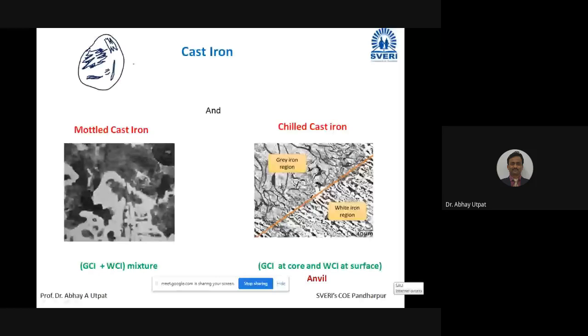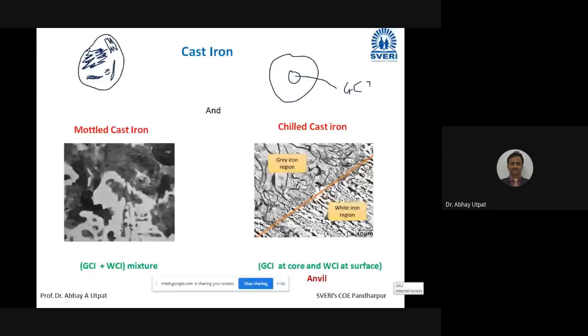Take the example of an anvil. You have seen an anvil in the smithy shop, where you put your rods and hammer them during basic forging operations. So you want a hard surface so that it will withstand the impacts of the hammer. But at the same time, when you hammer, it should withstand the shocks also. That's why the surface of the anvil is hard, made of white cast iron, and the core part, the inner part, is grey cast iron.